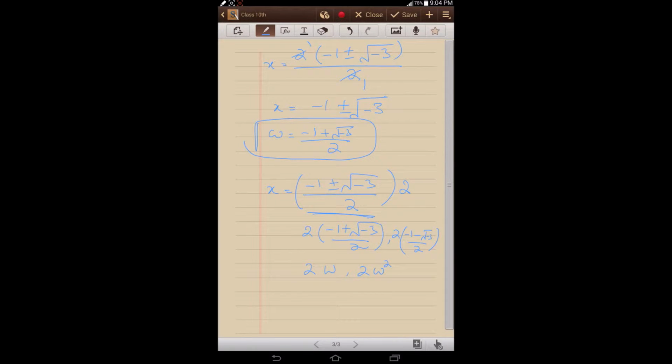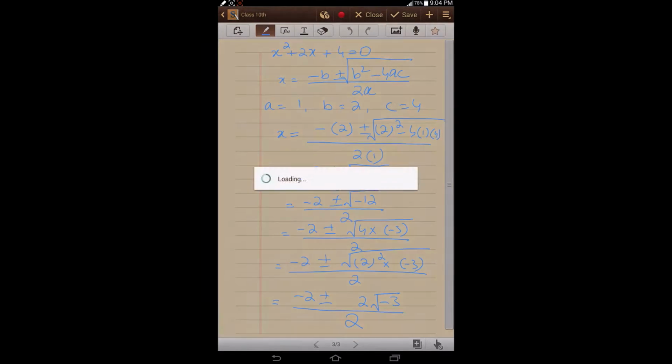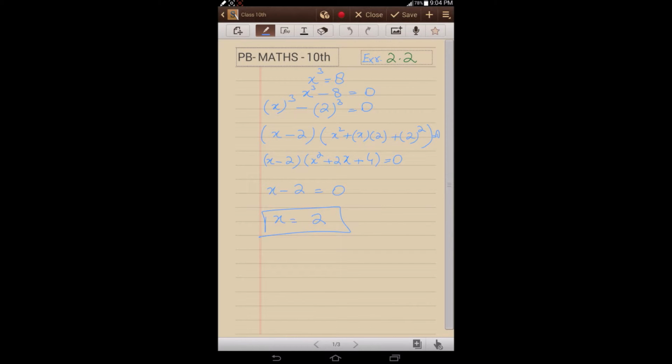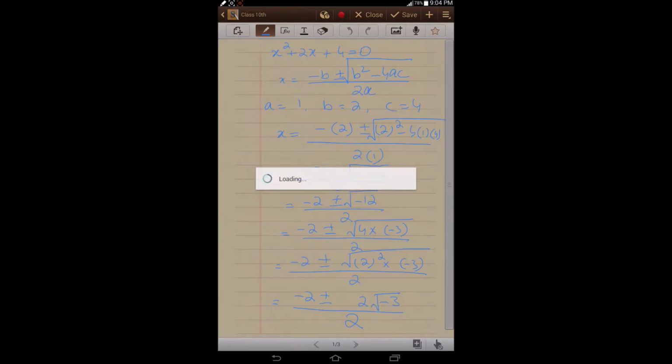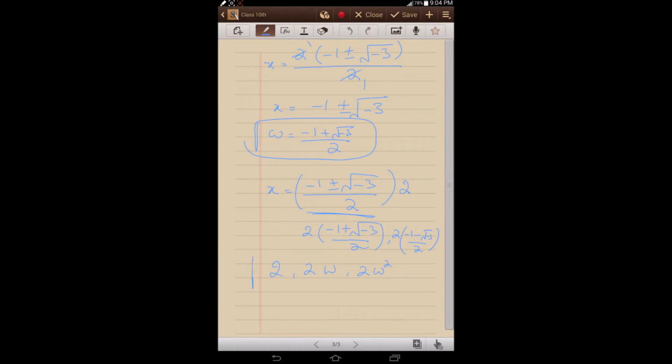So we have these two answers, and from the last page we have another one, I think. Let me check. It was on the first page. Yes, x is equal to 2. So this is our answer.